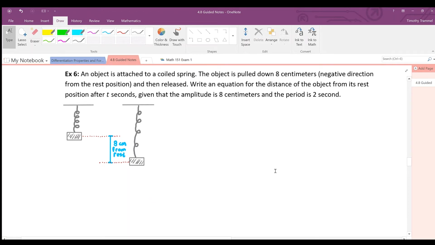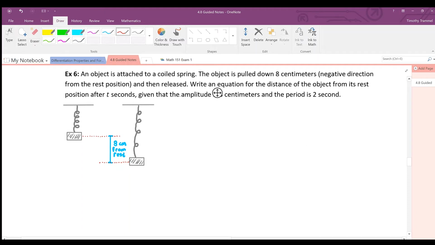An object is attached to a coiled spring. The object is pulled down 8 centimeters in the negative direction from rest position and then released. Write an equation for the distance of the object from its rest position after t seconds, given that the amplitude is 8 centimeters and the period is 2 seconds.